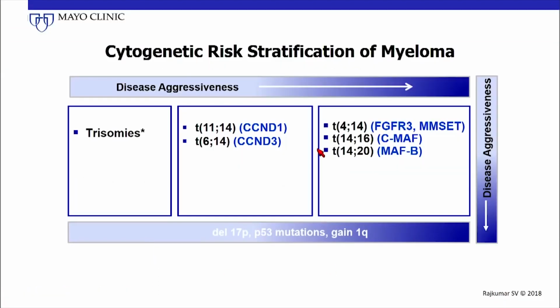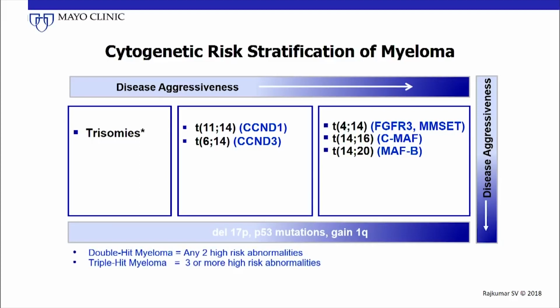Here's a simple slide for cytogenetic risk stratification of myeloma. You can see that the disease aggressiveness goes as you go from trisomies to 11;14, 6;14 to the 4;14, 14;16, 14;20, which have the highest risk. So the disease aggressiveness goes up. Any of these can then get deletion 17p or p53 mutations or gain 1q, and the disease aggressiveness goes up with the acquisition of these secondary abnormalities as well.